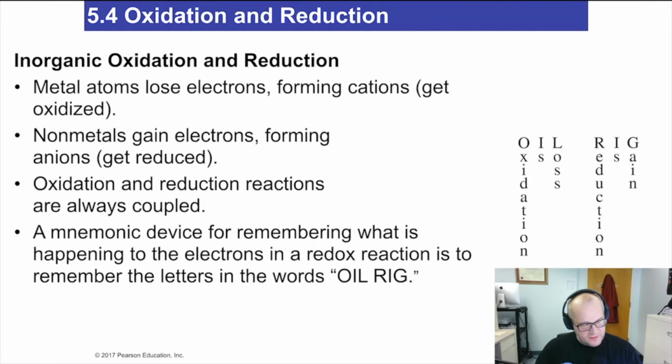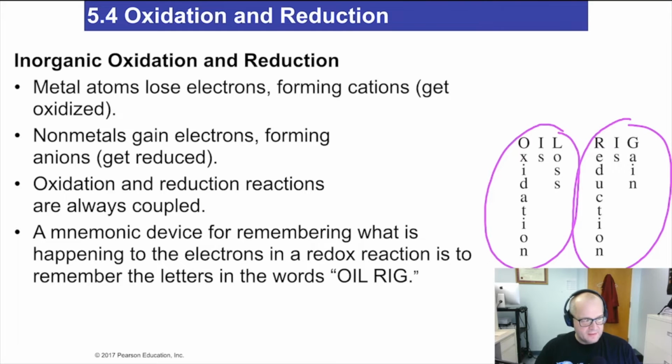Now, here's another way to think about oxidation reduction in terms of electrons. It's kind of your book's way. The phrase is OIL RIG. Oxidation is loss. Reduction is gain. Now, generally speaking, metal atoms lose electrons, so metal atoms oxidize. Generally speaking, non-metals gain electrons, so non-metals reduce.